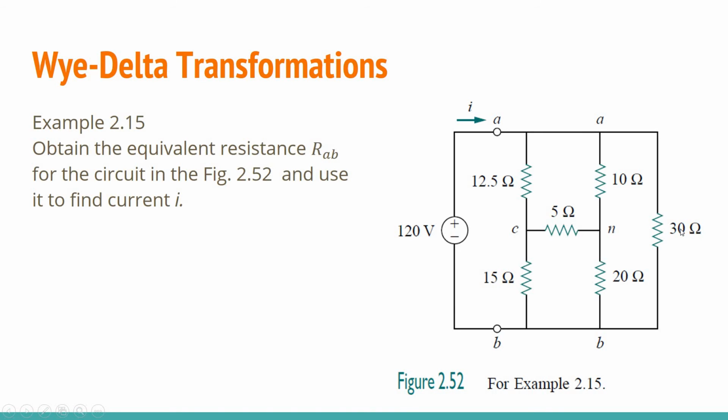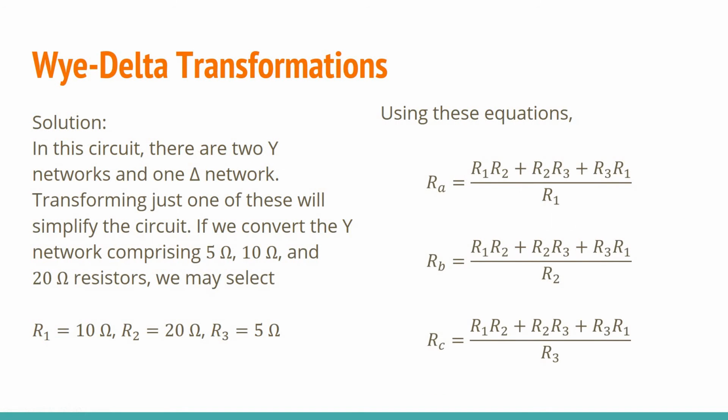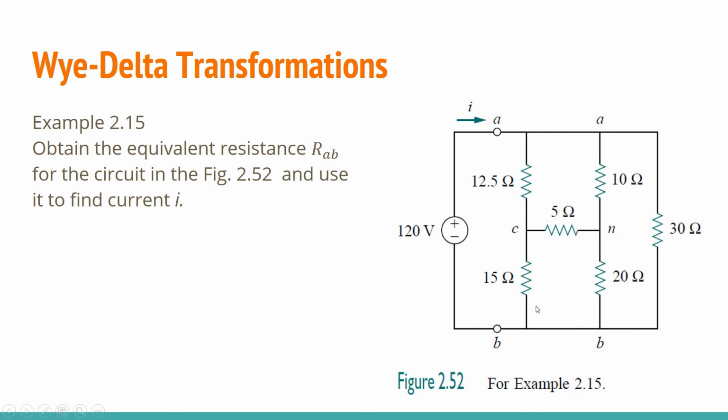And one delta network, which is 5, 15, and 20. Okay.